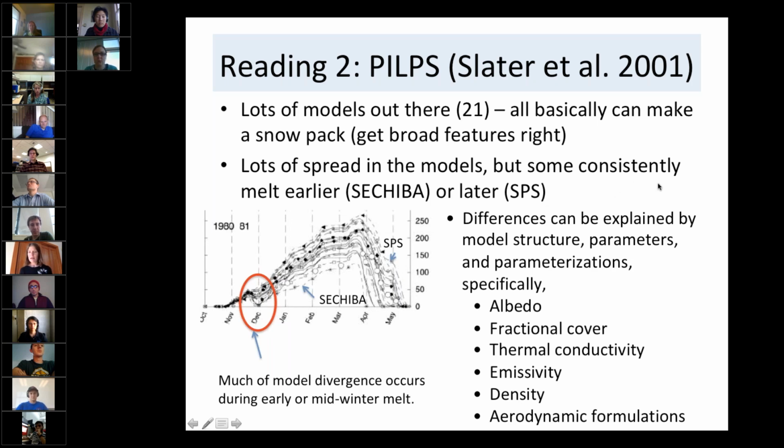You can see that sort of in November, they're all matching, and then they all diverge right here in the spread circle. And then Drew describes in the paper that differences can be explained by model structure, model parameters, parameterizations. Specifically, he talks about albedo, how they handle fractional snow-covered area in their grid cell, thermal conductivity in the snow, emissivity of the snow, density of the snow, and aerodynamic formulations. So today we will be talking about 3 of these processes. You can understand them better, and then you can look at how they're affecting the different models in this paper.